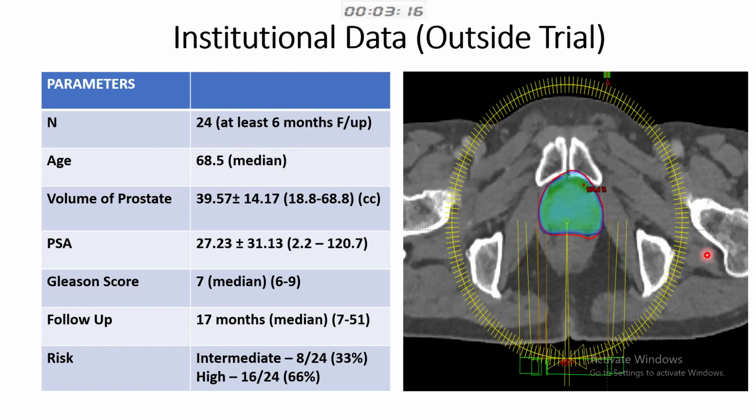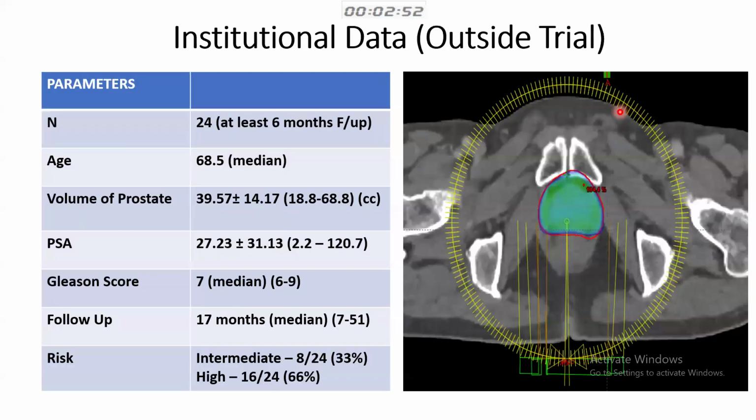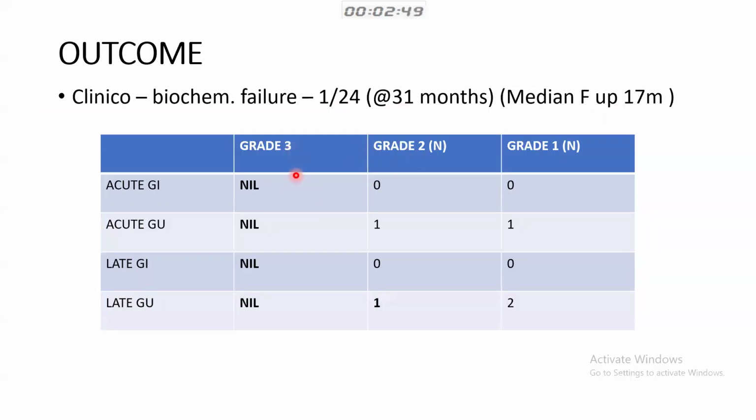We have a median follow-up of around 17 months as of now. Out of these 24 patients, 66% are high-risk patients. There has been a clinical biochemical failure in only one patient out of 24, and that is after 31 months of diagnosis. The toxicity, we have not encountered any grade 3 toxicity. The most notable toxicity is that one patient has grade 2 late GI toxicity as of now, and a few of the patients have late GU toxicity as grade 1 as well.